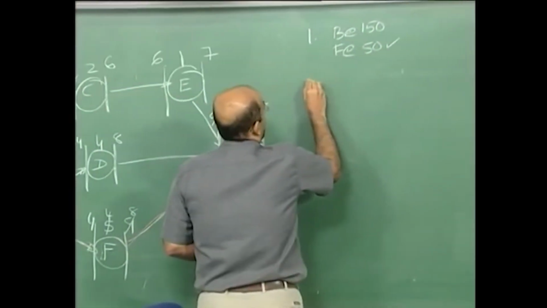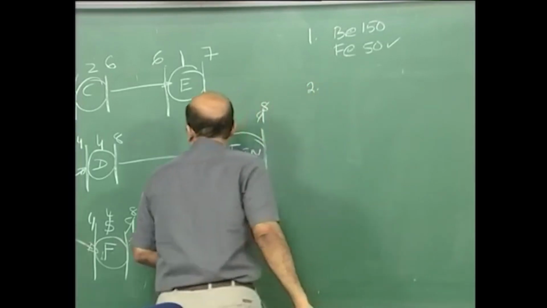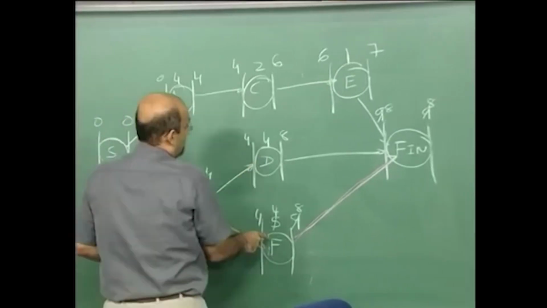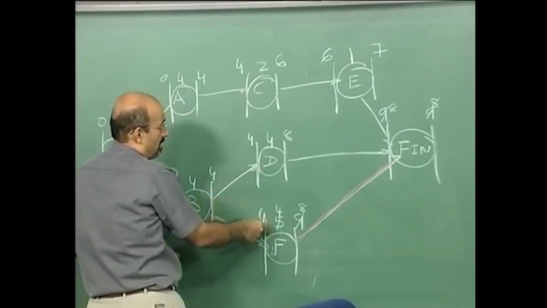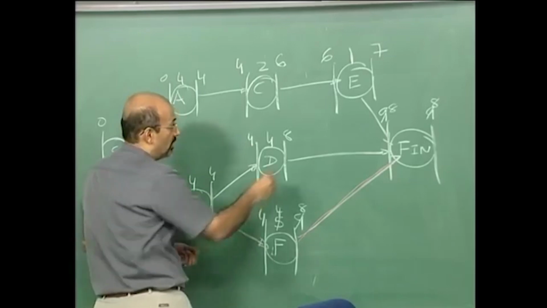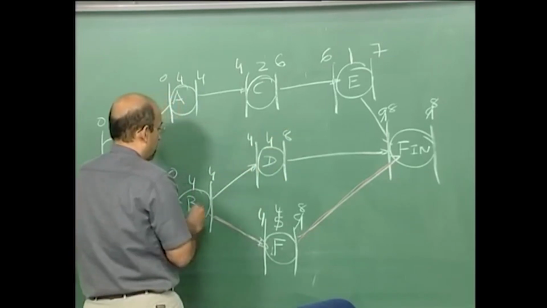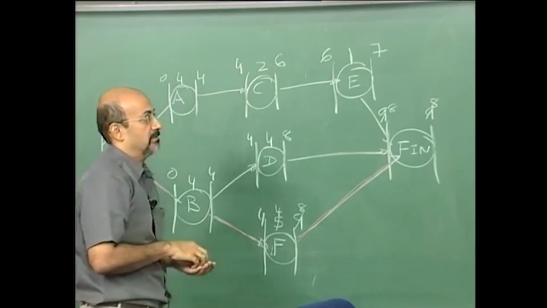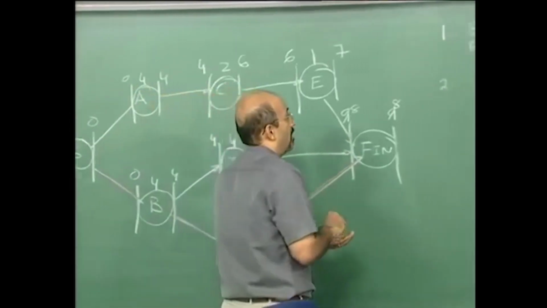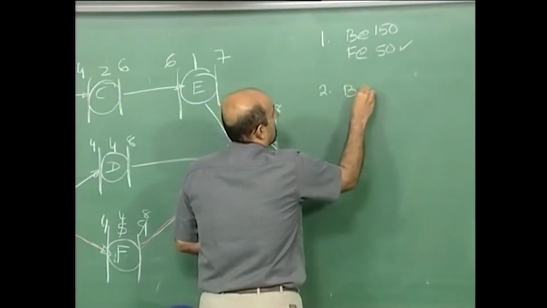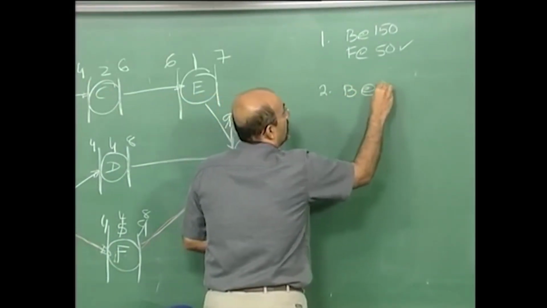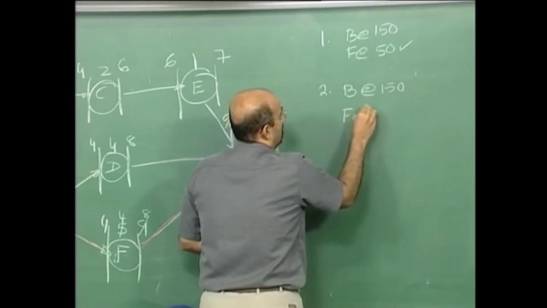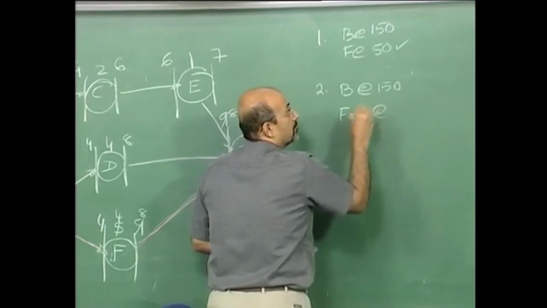Okay, so my second step, again I'm here. So now what has happened is F and D have both become critical, because this is going through 8. So now my critical path is going through D also. And what are my options? I have B, still B at 150, or F and D at 200.